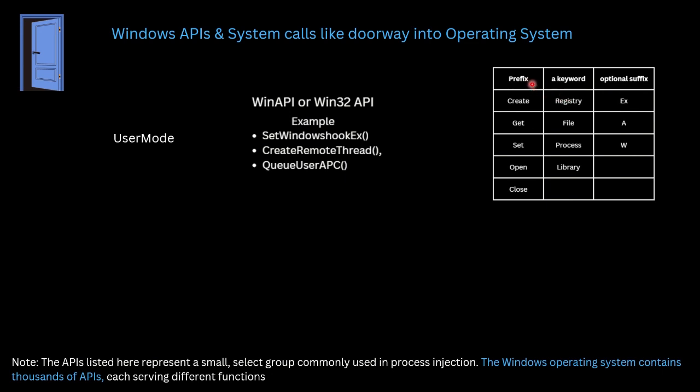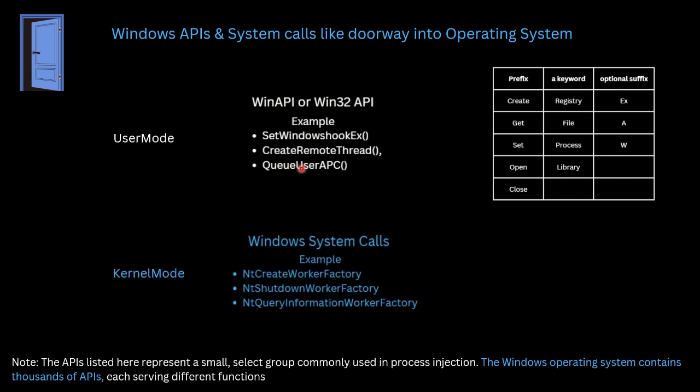Now about the Windows APIs, they start with a prefix like Create, Get, Set, and they will have keywords like CreateRegistry. If you want to create some changes in the registry settings, you will use this Create API. You will use this Get API if you want to read something from the file. You will use this Set API if you want to make some configuration changes, update some settings in the process. And then there is this optional suffix, EX, A or W, representing the ASCII characters. So yeah, this is the Windows API. These Windows APIs are also abused by process injection techniques, and that's why we are looking at them.